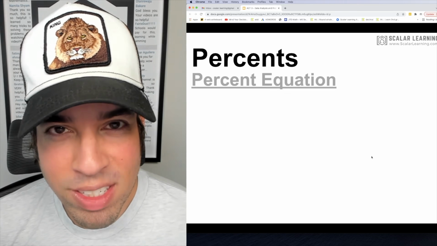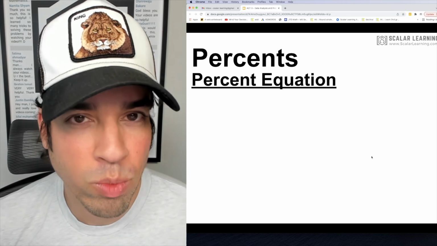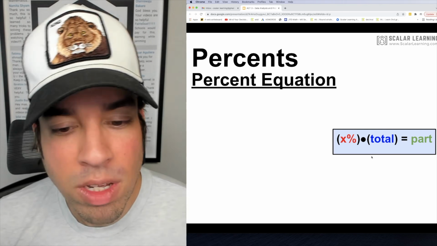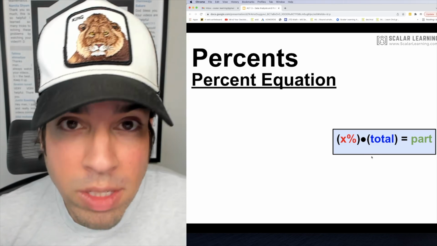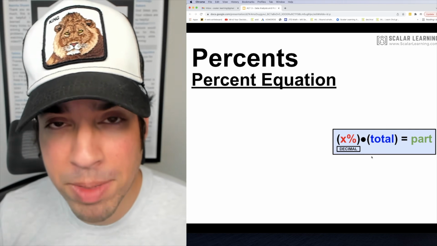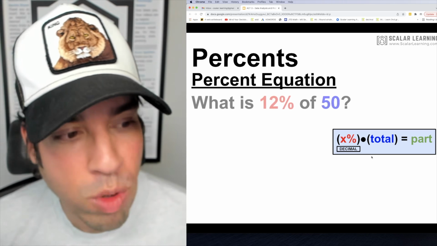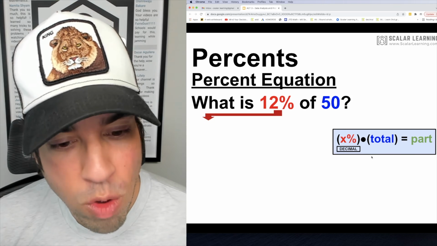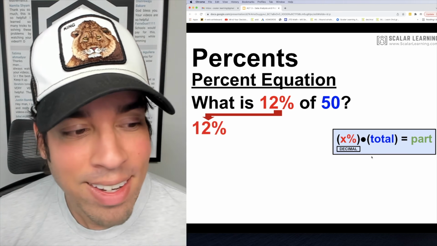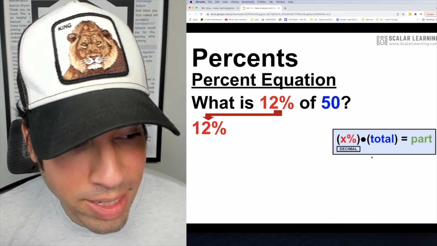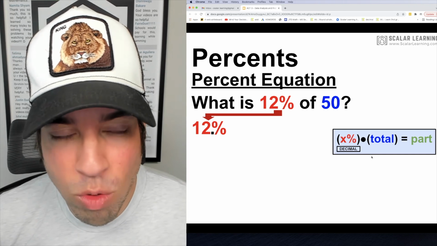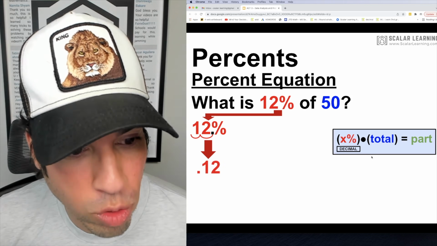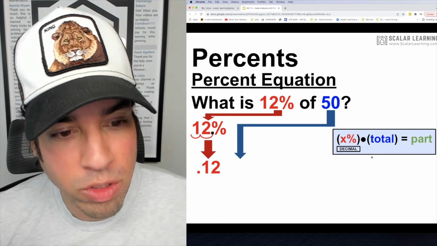Now we're going to talk about the percent equation. This is an amazing equation when it comes to percent problems, so check it out. It's the percent times the total equals the part. But of course, that percent is in decimal format. I'm going to show you what that means in a second. So if you get a question that is, what is 12% of 50? Notice the color coding. So that 12% is going into the equation. But again, it's not going in as 12. It's going in as the decimal equivalent. To get that decimal equivalent, we just move that decimal 2 spots to the left. So that is 0.12. Then we know that the total, they're saying of 50.